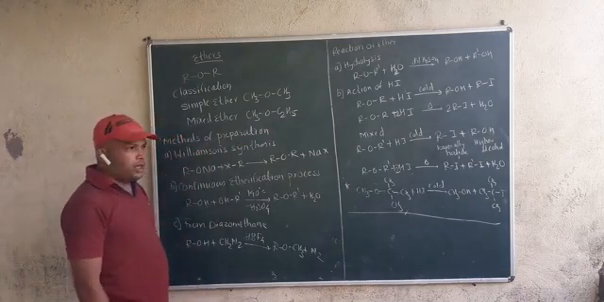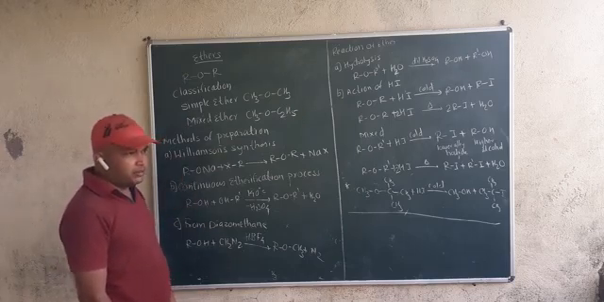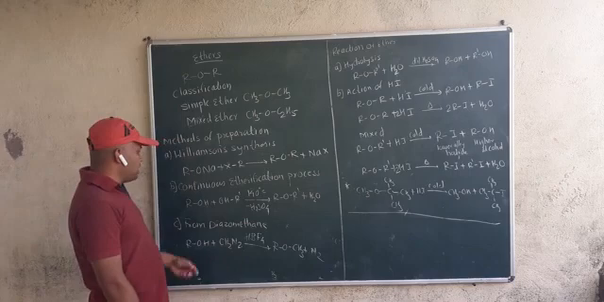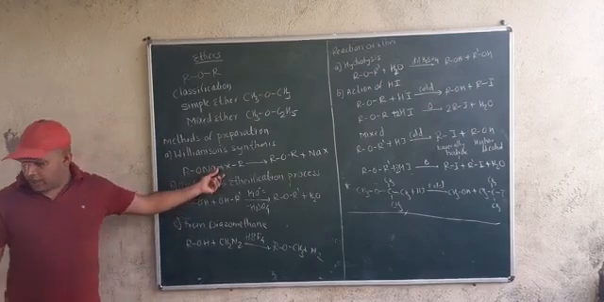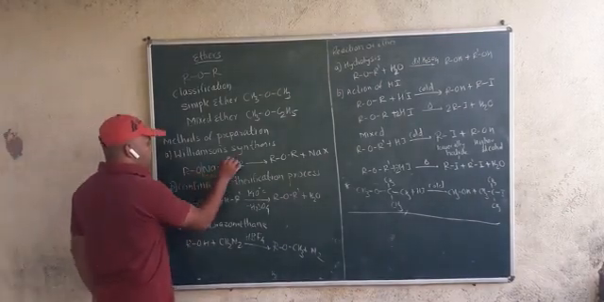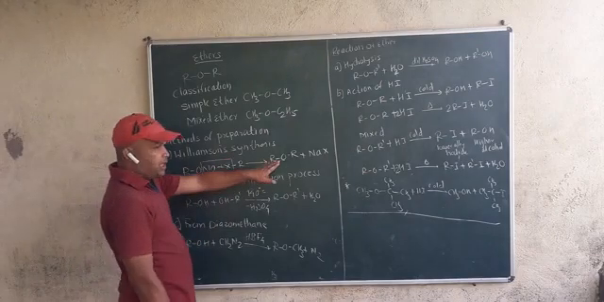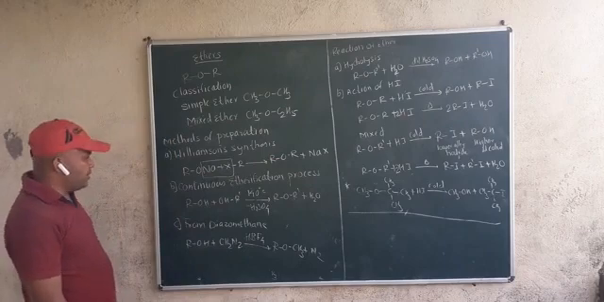Now we will go for methods of preparation. The first method is Williamson synthesis. What is this Williamson synthesis? Here I have taken sodium alkoxide. When treated with alkyl halide, you see here, from here Na, from here X will go out, you will get ether. This is the very easy, simple Williamson synthesis.